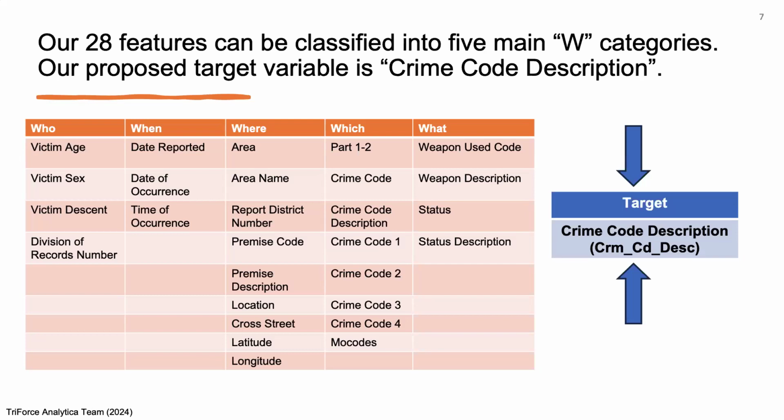On the right side of the screen, we have our proposed target variable, which is crime code description, which in essence is a classification of the crime into distinct categories. Next slide, please.